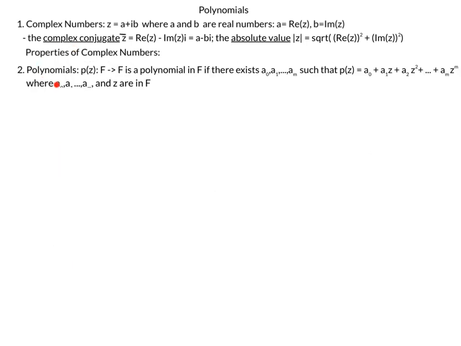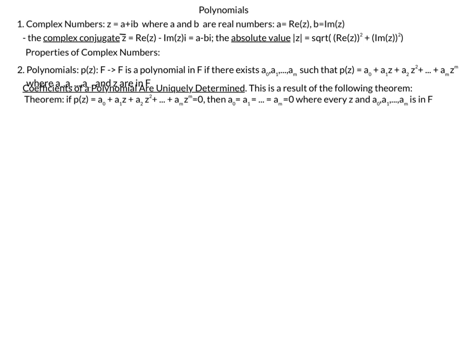Our next topic is polynomials, that is, polynomials over a field F. It maps from F to another field F. So we say this is a polynomial in F if there exist coefficients a0, a1, up to am in F, such that p of z, where z also comes from F, is equal to a0 plus a1z plus a2z squared up to amz^m. We have this theorem that says coefficients of a polynomial are uniquely determined, which is probably natural to you from middle school algebra.